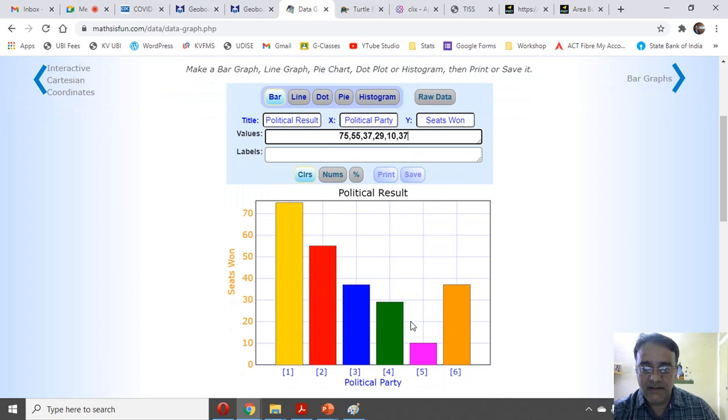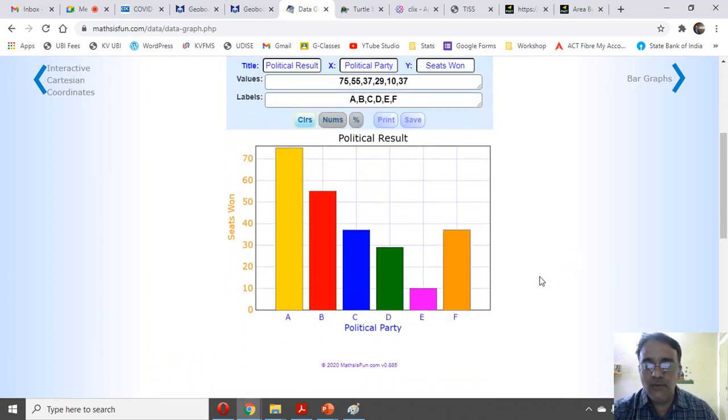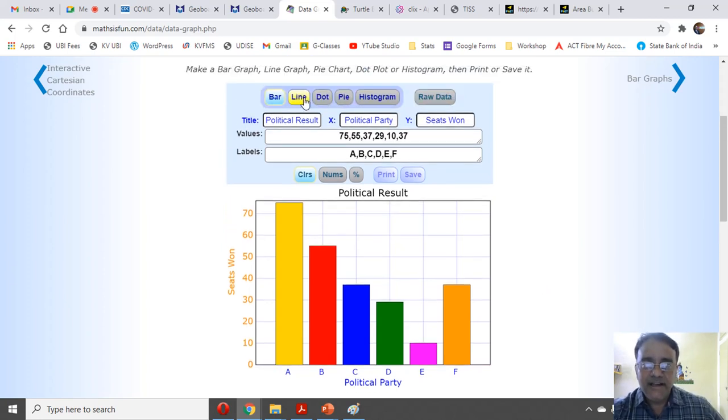So our graph is almost done, but the labels are blank, so we have to type the corresponding labels. The first one is A, comma, B, comma, C, comma, D, E, F. So our bar graph is done. So like that we can collect any data from a real life situation and represent it in the form of a graph. And here another, a line graph, is also there.